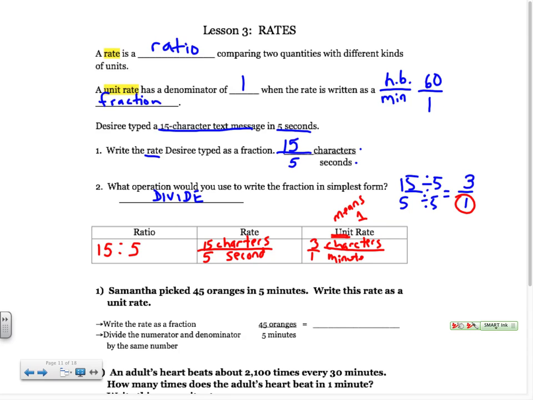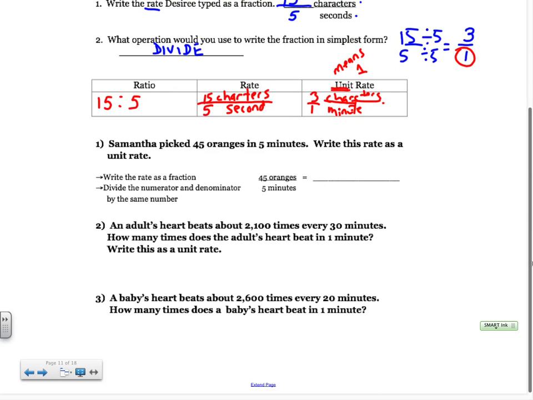Okay, let's look at some practice problems here. Samantha picked, it's messy here, Samantha picked 45 oranges in 5 minutes. Write this rate as a unit rate. So there's some directions down here for you. Write the rate as a fraction and then divide the numerator and denominator by the same number. So here's your directions. So I've written it as a fraction for you.